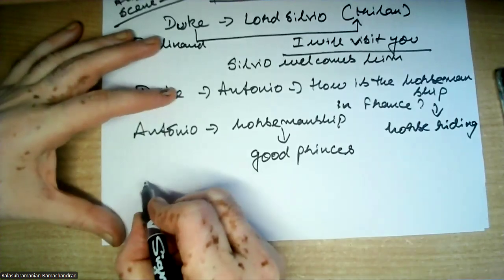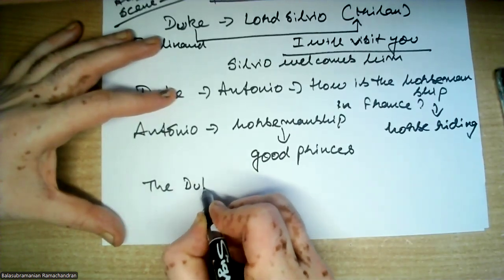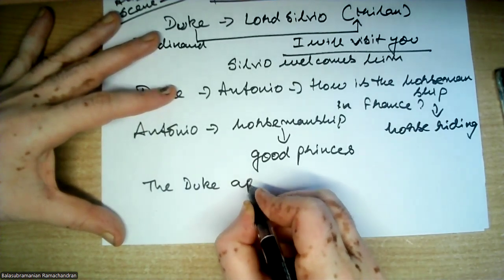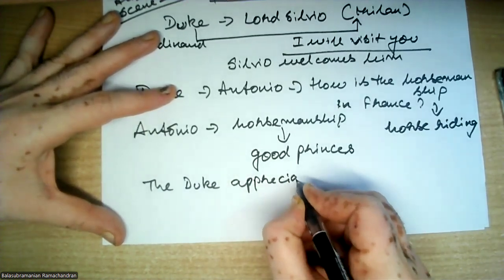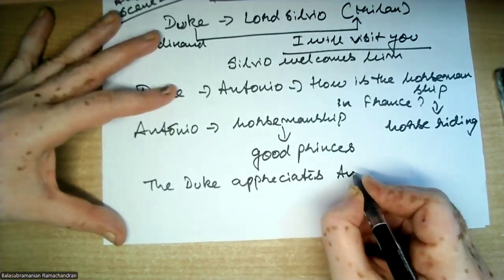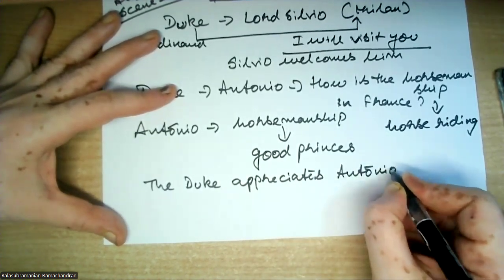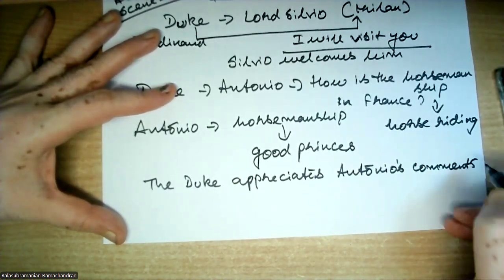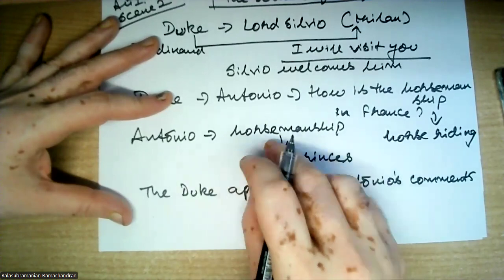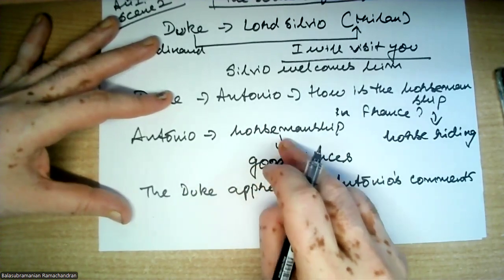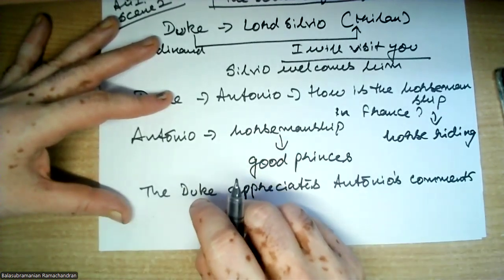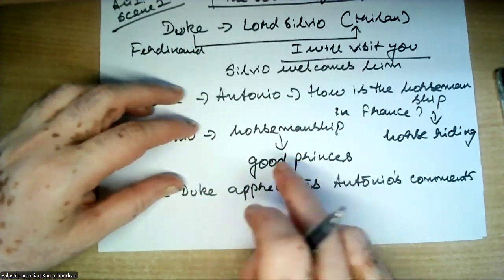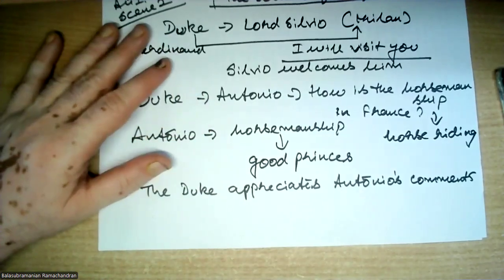And so the Duke appreciates this comment, and we see some other people coming in. He appreciates Antonio's comment because he says something which is very appropriate. A person who is taught skills in horse riding will be a good prince. Okay, and in fact, the other thing is also true. Princes should be taught horse riding skills.